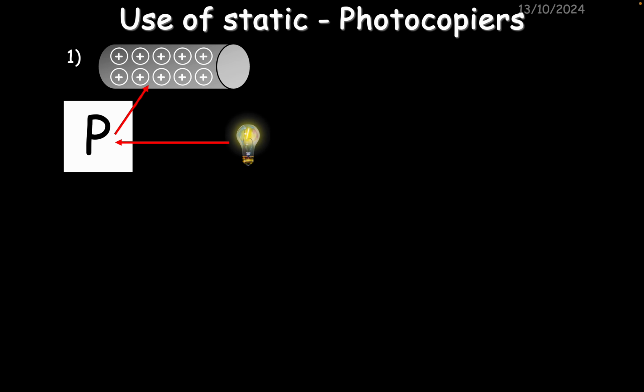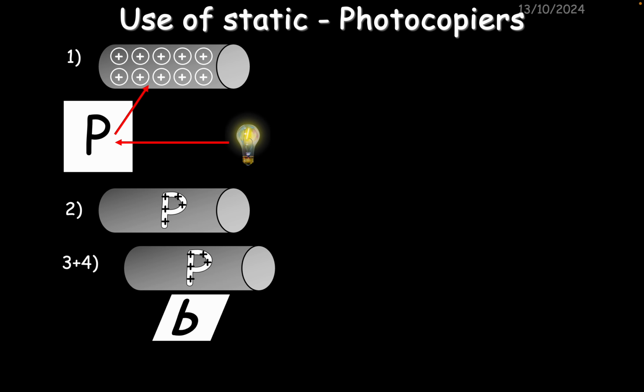You use static electricity in photocopiers. For example, the ink in inkjet printers is attracted to the paper because the paper becomes statically positive or negative, and the ink is then attracted to it. So in steps 3 and 4, the ink sticks to the positive P shape that is formed due to the photocopier that's producing the printout.